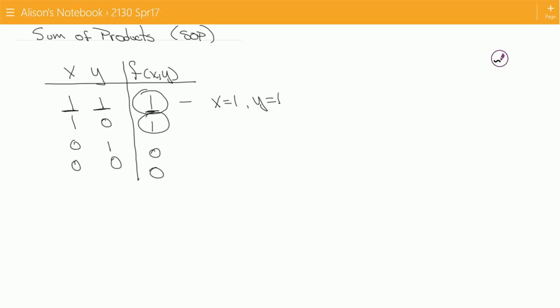So because x and y are both Boolean variables, I can tell that x equal to 1 is x and y equal to 1 is y. And I'm going to multiply the two of them together, xy, which, if I put the two of them side by side, is implied multiplication. So let's look at the next one.